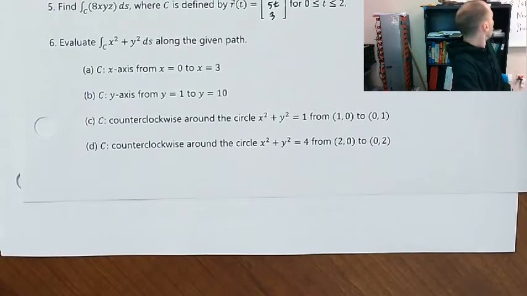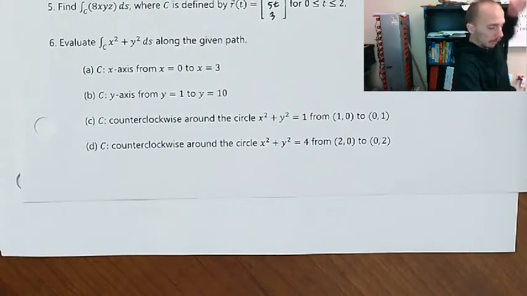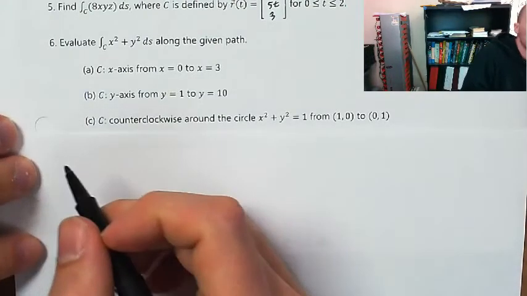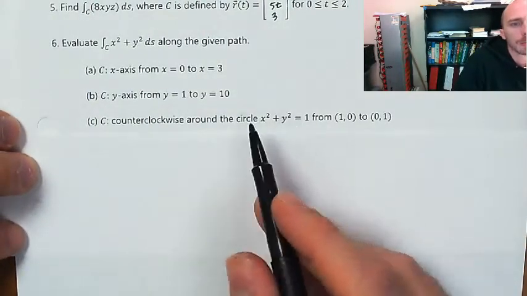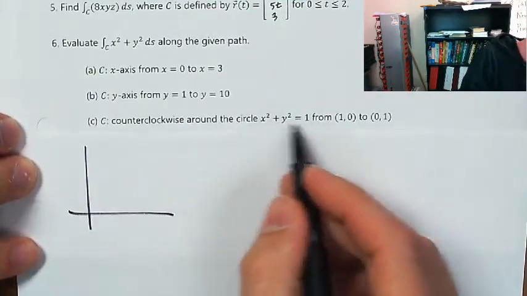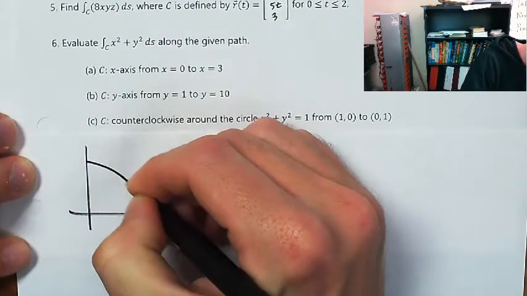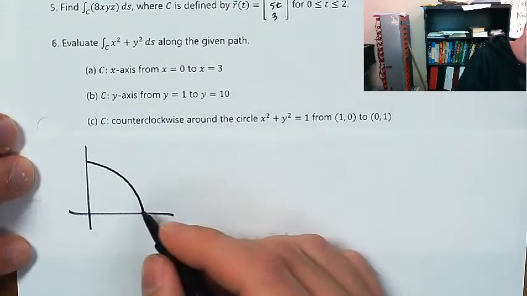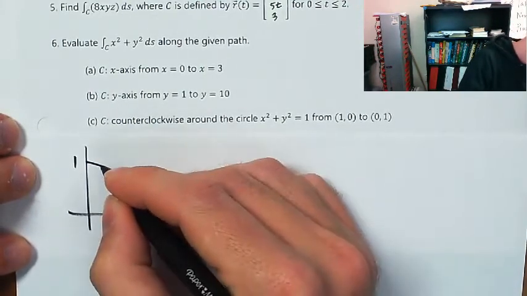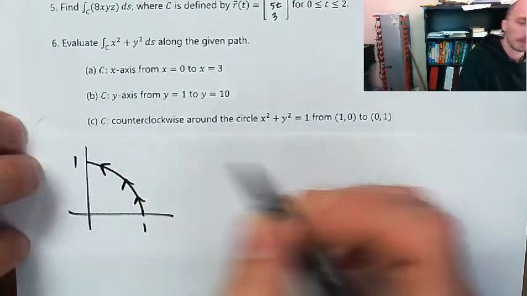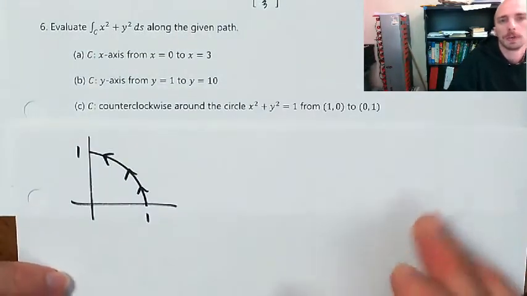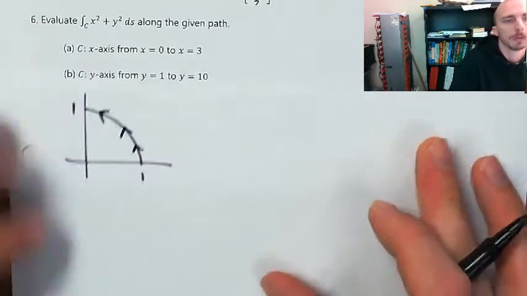Keep going. All right, counterclockwise around the circle from 1, 0 to 0, 1. Okay, so this is the unit circle. So you know what that looks like. 1, 0 is right there. 0, 1 is over here. So it's the first quarter of the unit circle. So we know how to parameterize that. It's just going to be cosine t and sine t as t runs from 0 to pi over 2.